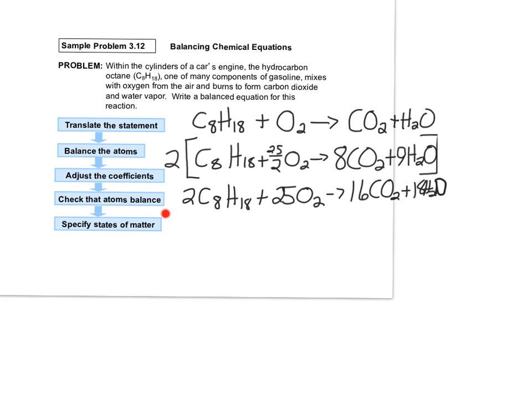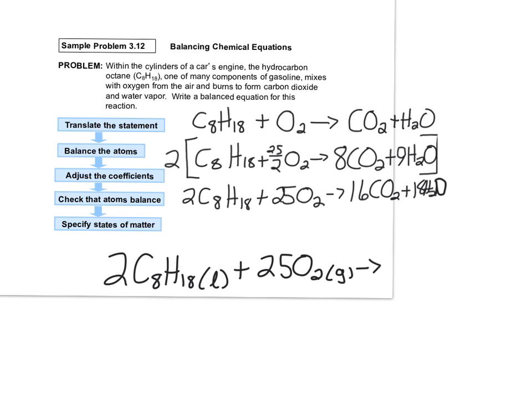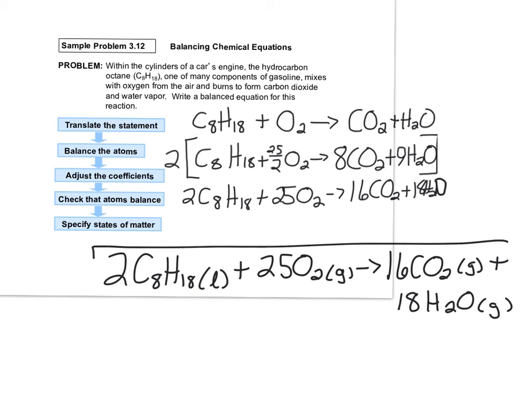Now I just have to do the last step: specify the states of matter. So I'm going to rewrite it one more time. 2 C8H18, and you've all gotten gas at the pump, right? That's a liquid. Plus 25 O2, oxygen from the air, which is a gas. We breathe that in. Yields 16 carbon dioxides, the exhaust that comes out of your car's tailpipe, which is a gas. Plus, they said water vapor, so 18 H2O, and a vapor means it's in the gaseous phase. So there we have it. We followed all of our rules, and we now have a balanced chemical equation from the statement they gave us.